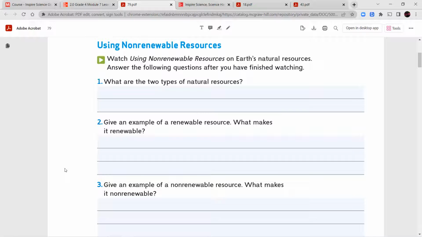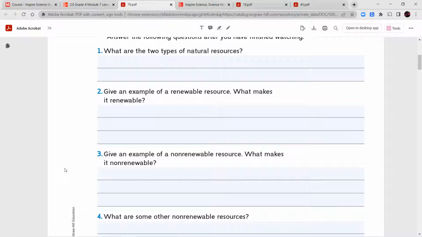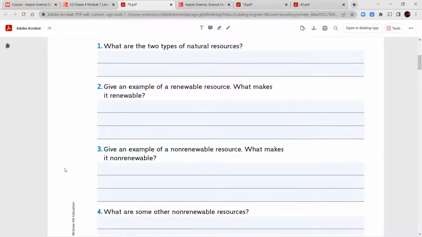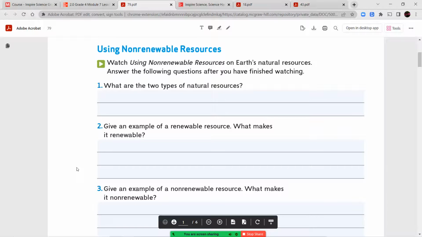Number 2 says, give an example of a renewable resource. What makes it renewable? Number 3 says, give an example of a non-renewable resource. What makes it non-renewable? And number 4 says, what are some other non-renewable resources? Let's go ahead and jump over to our video and we can look for those answers together.